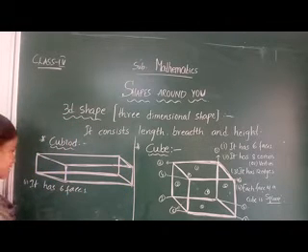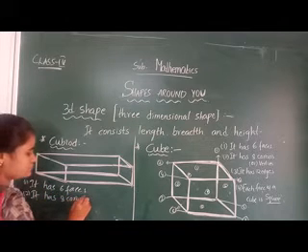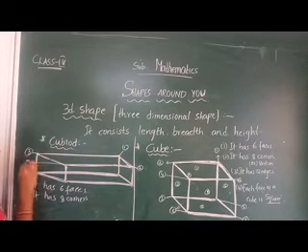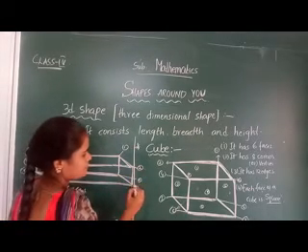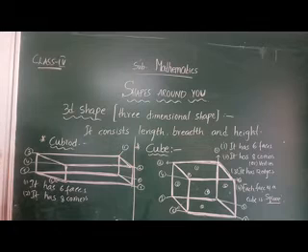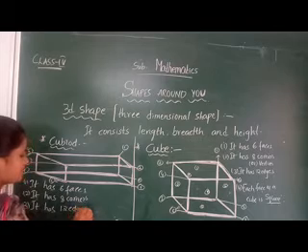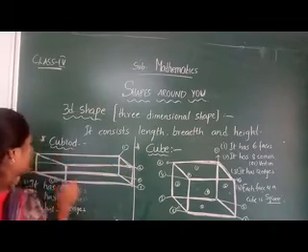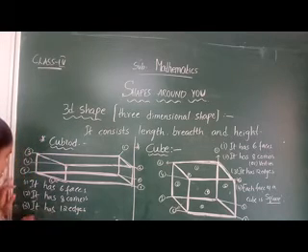It has 6 faces. Second one, it has 8 corners. 1, 2, 3, 4, 5, 6, 7, 8. So it has 6 faces, it has 8 corners. In this cuboid also, it has 12 edges. 1, 2, 3, 4, 5, 6, 7, 8, 9, 10, 11, 12. It has 12 edges.